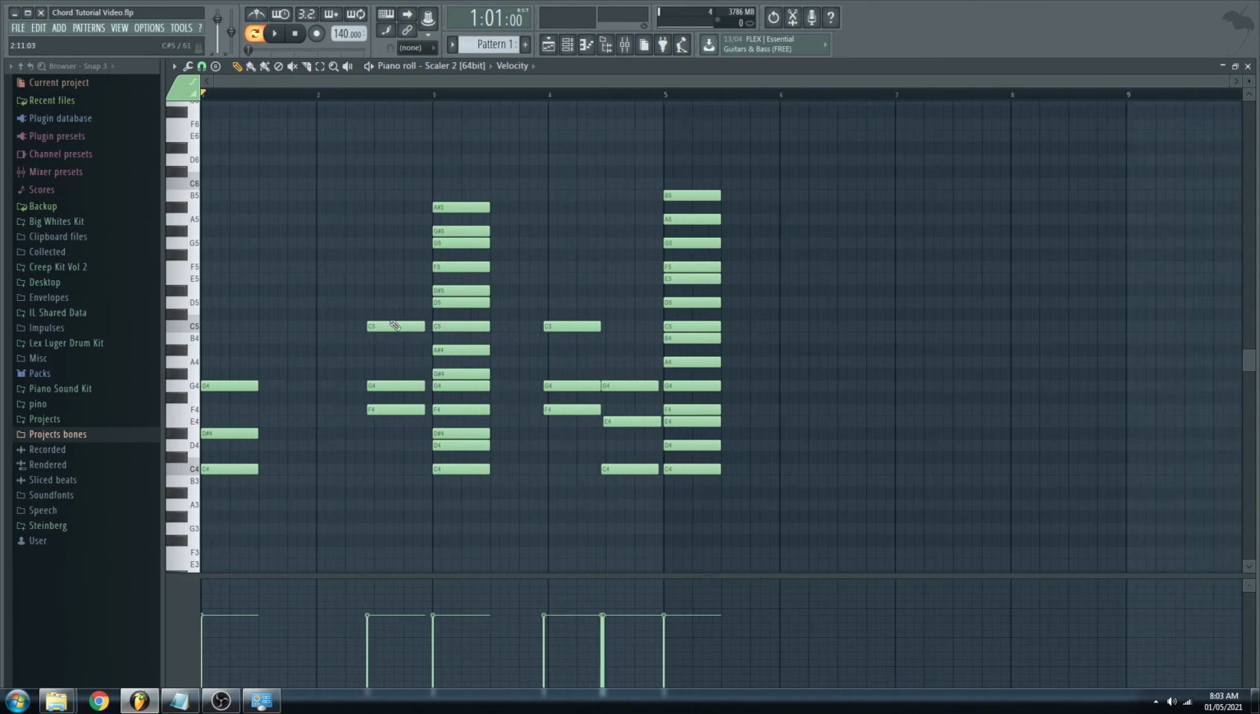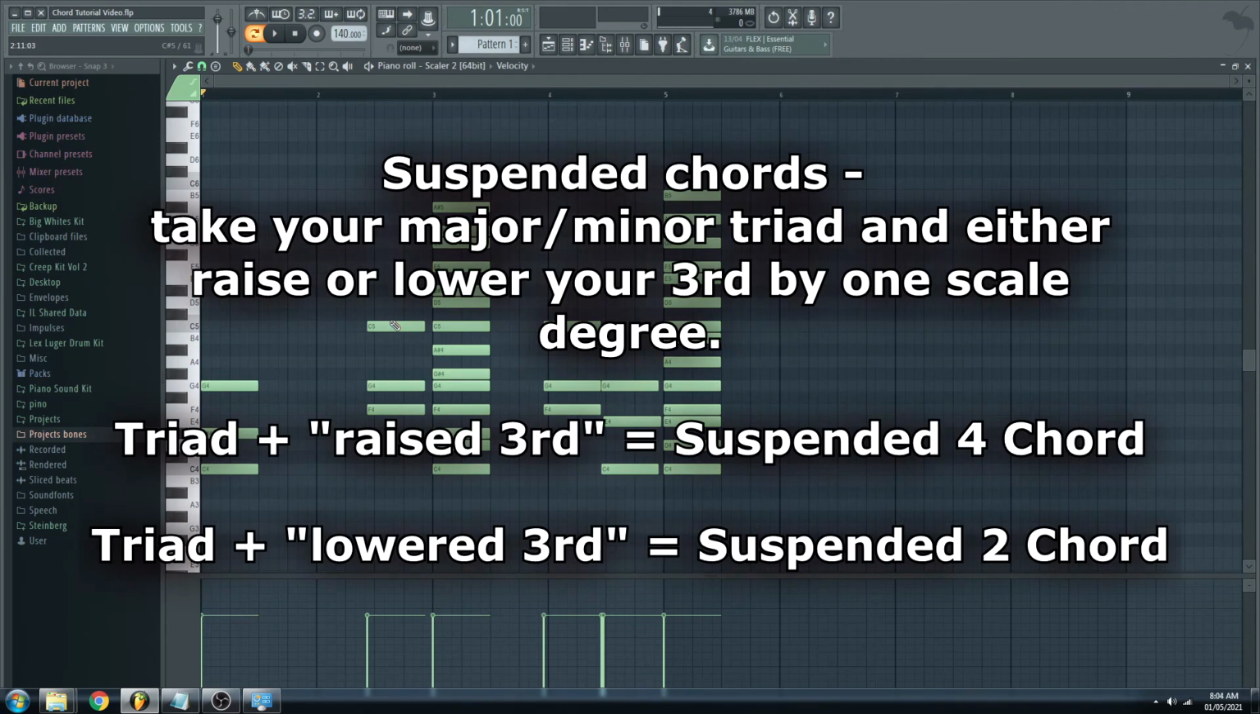You can think of a suspended chord as either raising or lowering the 3rd interval, whether it's major or minor. And if you raise it, it's a suspended 4 chord. If you lower it, suspended 2 chord.